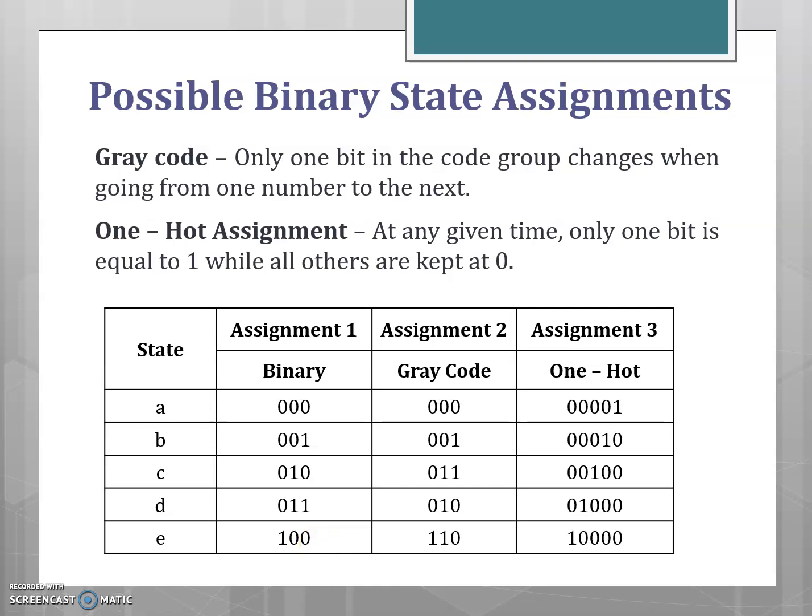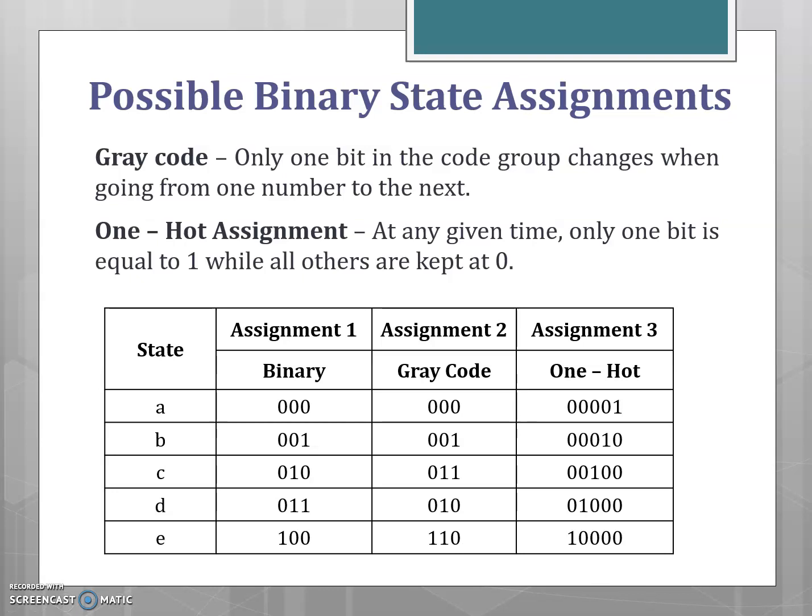The second method is the gray code assignment. In this method, only one bit in the code changes whenever going from one number to the next. We start with the initial state A, assigned as 000. The next state will have only one bit change, so it is 001. Similarly, the next state has only one bit change, so it is 011. The next is 010, and similarly the next is 110.